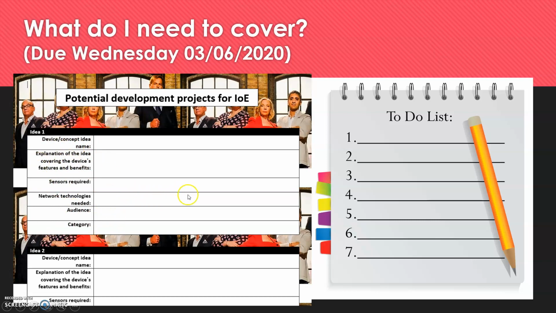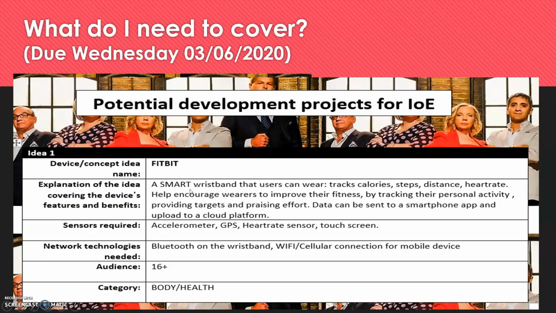Just to give you an example, now I'm obviously not going to try and give anything away here, so I'm going to pick an existing IoE device like the Fitbit. If I was to turn the clock back 15 years and think about a new concept, then obviously Fitbit would be one that people were thinking about at that time.